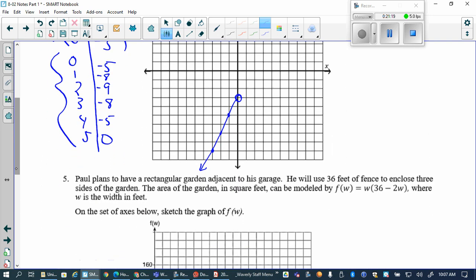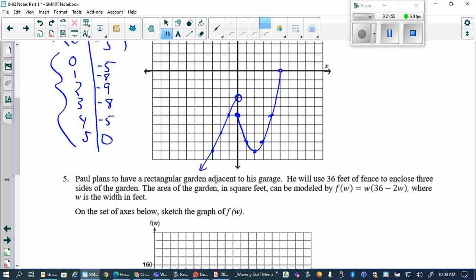So we'll plot those points. So 0, -5. Now that's our closed circle, right? And then 1, -8. 2, -9. 3, -8. 4, -5. And then 5, 0. Do not make a V out of it. No arrows on that one, right? Because it said between 0 and 5, okay?